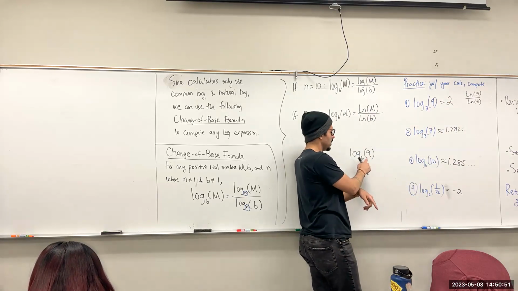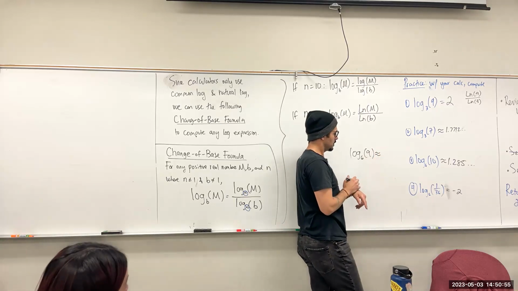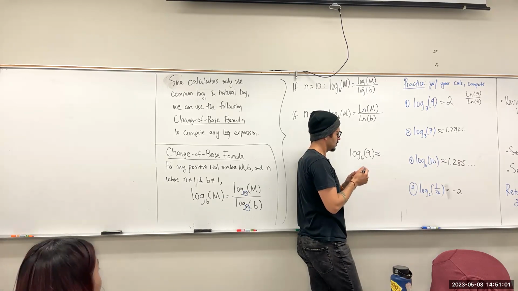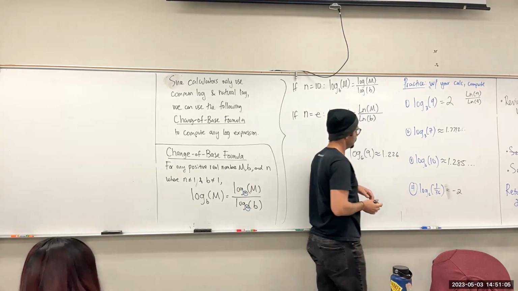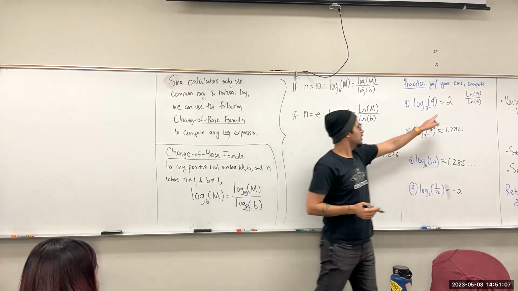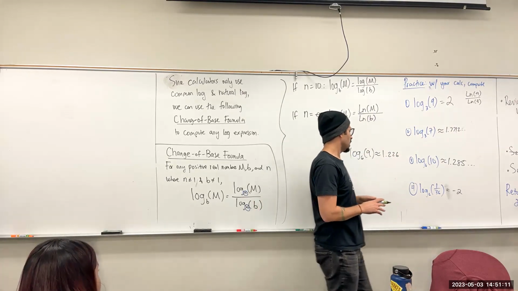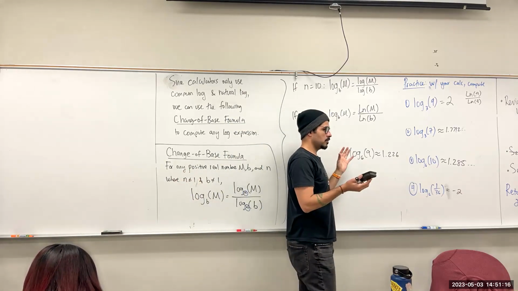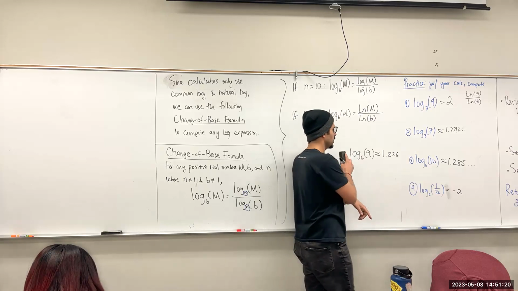Can someone help me? What is ln of, what would this be? 1.226. Doesn't look like it's half or anything. No, I think it's a little different. Looks more complicated. We're going to learn a lot more rules next week that can actually answer that question a little bit.